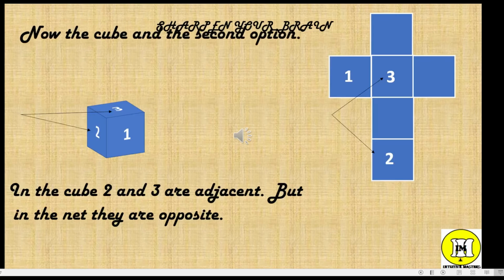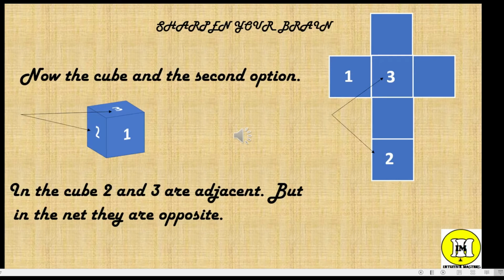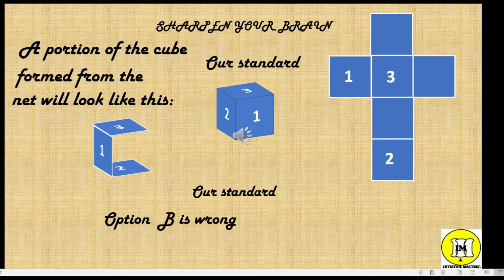Now the cube and the second option. In the cube 2 and 3 are adjacent, but in the net they are opposite. A portion of the cube formed from the net will look like this. This is different from the given cube. Option B is wrong.